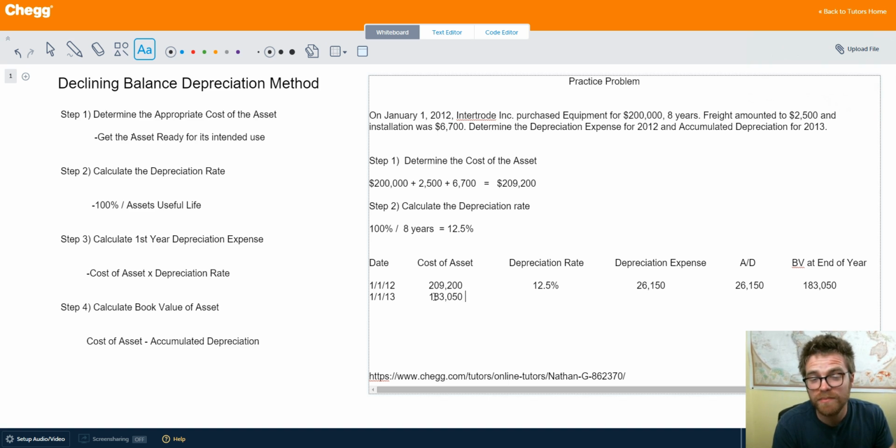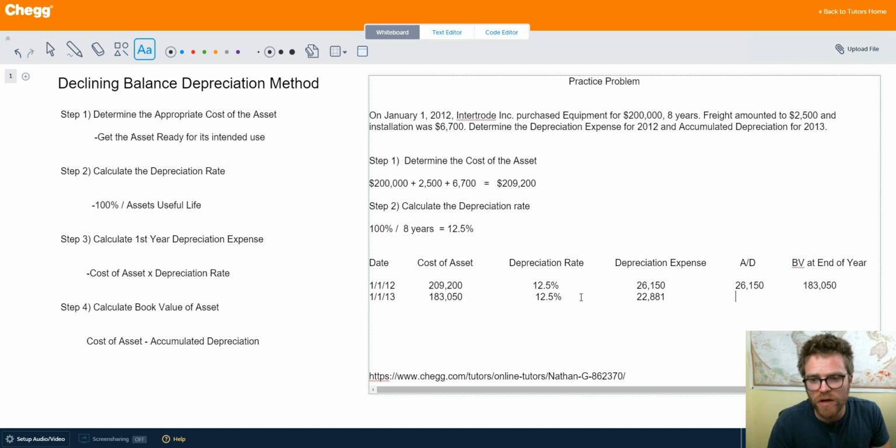Notice it's declining in balance, right? It went from 209,200 to 183,050. Depreciation rate, the same. Depreciation expense will be a little different now, right? Because your cost of the asset is less. Let's go ahead and multiply that. All right, I get 22,881.25. Just round down there. So notice the depreciation expense is going down. So like I said earlier, you depreciate it more in the earlier years and less in the later years.